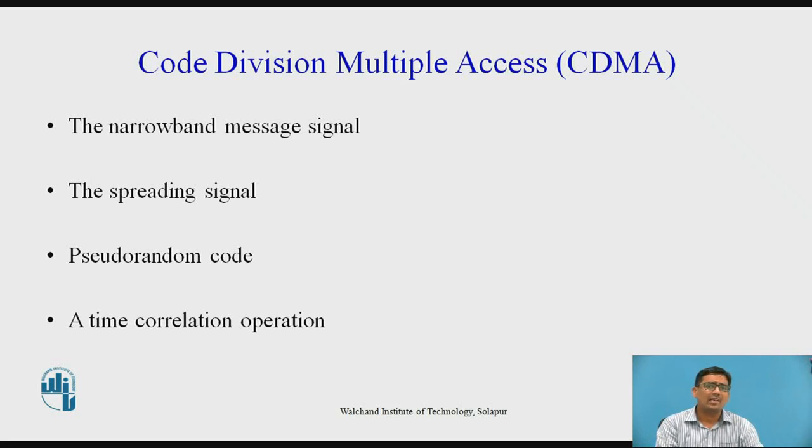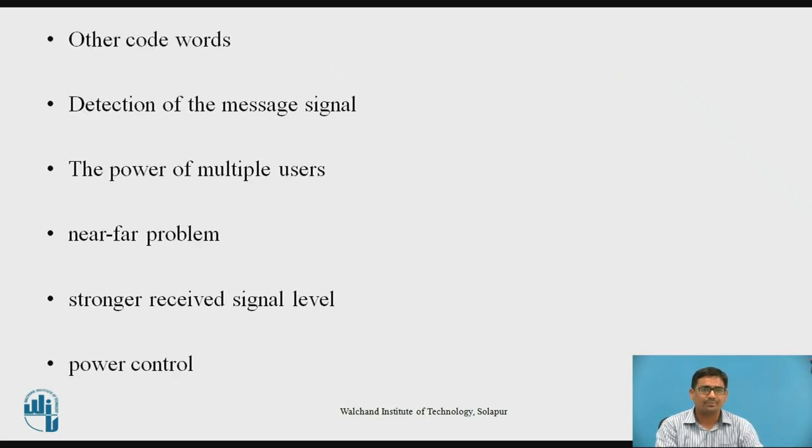Each user has its own pseudo-random code word which is approximately orthogonal to all other code words. The receiver performs a time correlation operation to detect only the specific desired code word. All other code words appear as noise due to decorrelation. For detection of a message signal, the receiver needs to know the code word used by the transmitter. Each user operates independently with no knowledge of the other users.